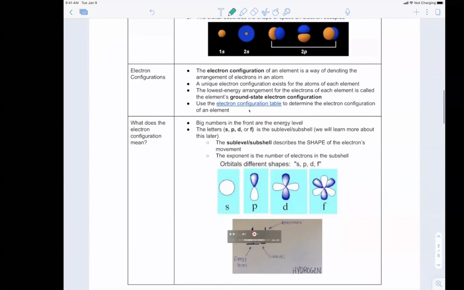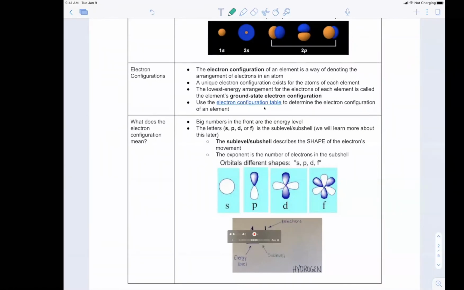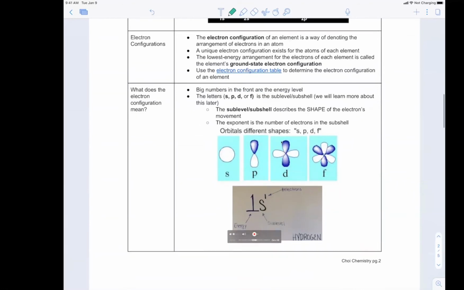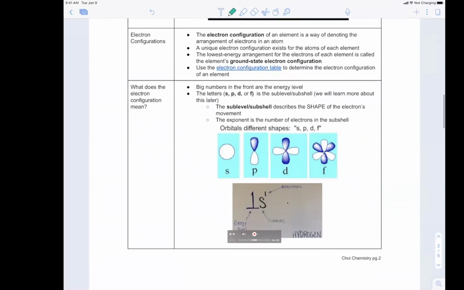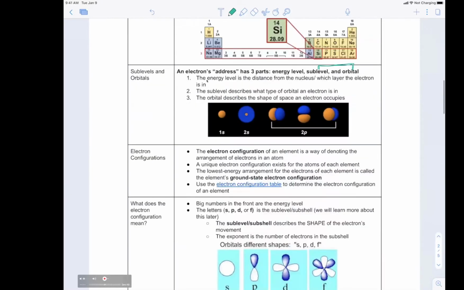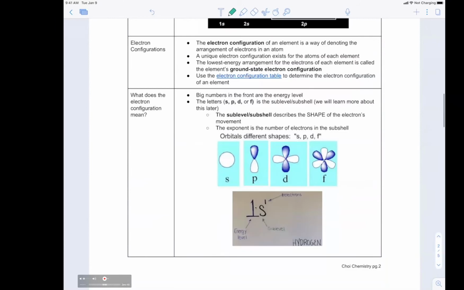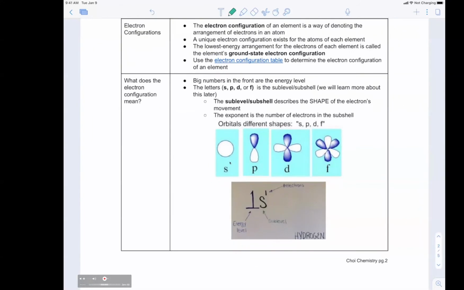Okay, so the electron configuration is going to tell you different things about the electron, and you can use that information to figure out where the electron is and what it's doing inside of the atom. The electron configuration talks about the energy level of the electron, the sublevel of the electron, and then the number of electrons that you have in that sublevel. So first of all, what the heck is a sublevel?